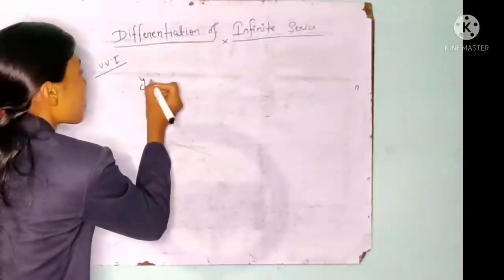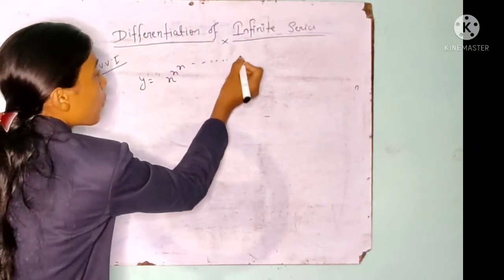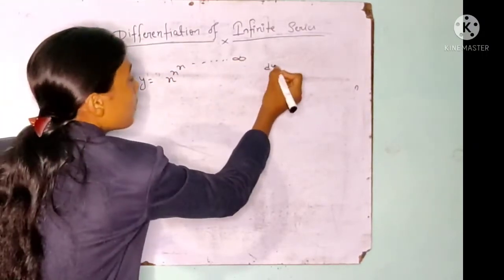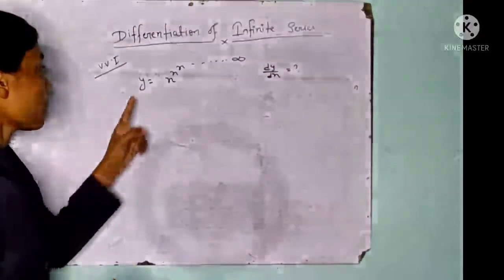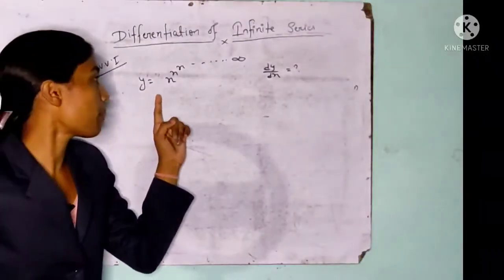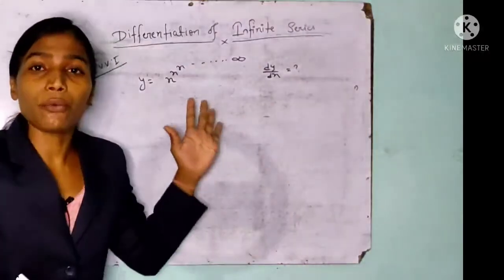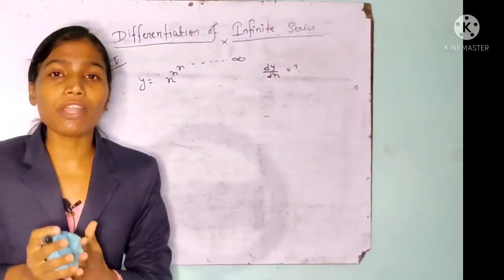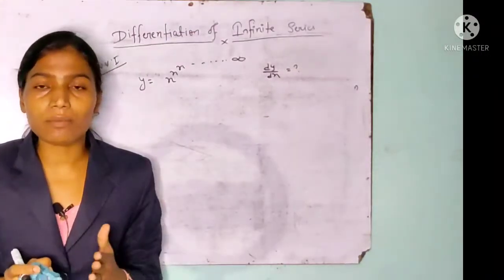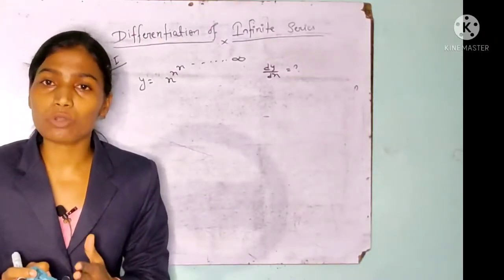If the given series is y equals x to the power x to the power x and so on, and they ask to find dy by dx. Now see, if y is equal to x^x^x and so on, according to this series I can tell you the concept. If we take a single term from an infinite series, then what happened? That series should be unaffected.